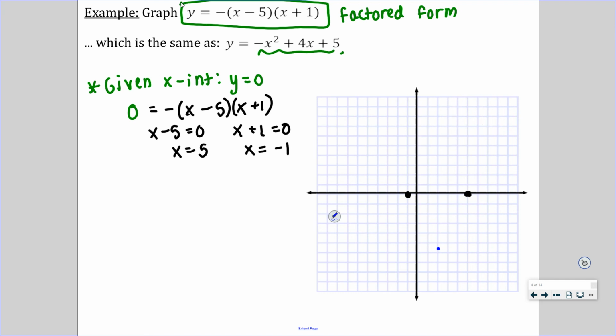Below? Wait, no, above. Above it's negative. Because it's a sad face. Look at my number in front here. It is a sad face, so it would make sense that I get my vertex somewhere up here. Good job. Good pattern recognition.